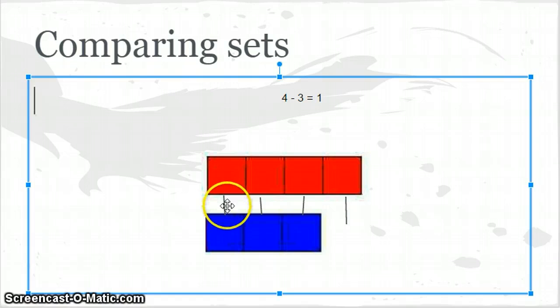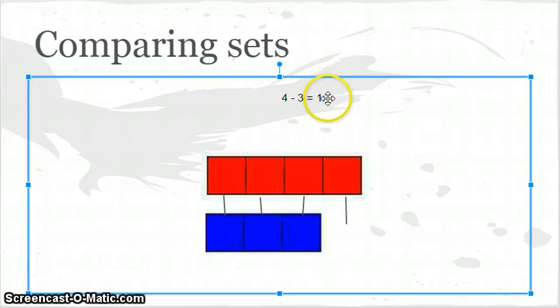Is there at least one cube in both trains? Yes. Are there 2 in both trains? Yes. Are there 3 in both trains? Yes. Are there 4 cubes in both trains? No, there aren't. So this is what we would call the extra cube. And as we can see, there's 1 extra red cube in the red train than in the blue train. Here's the cube that would be missing, would be in this place.